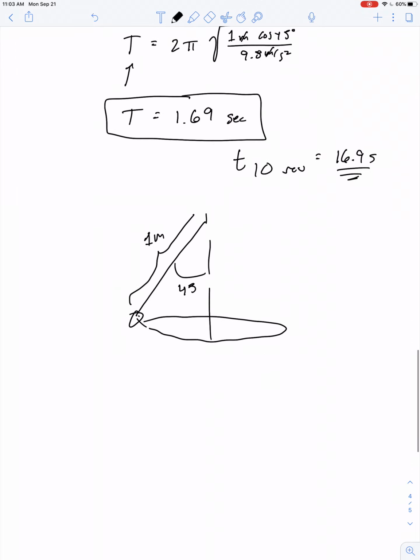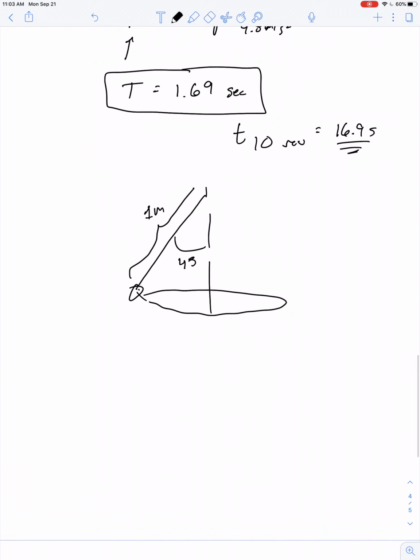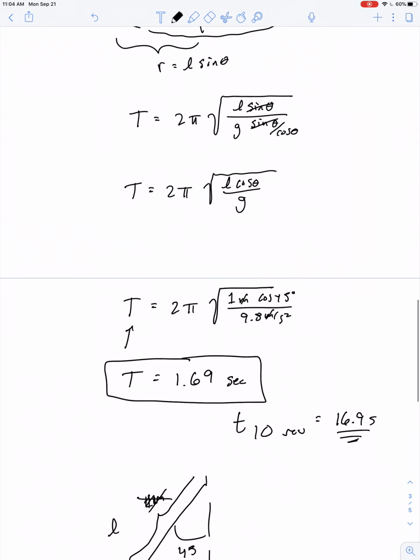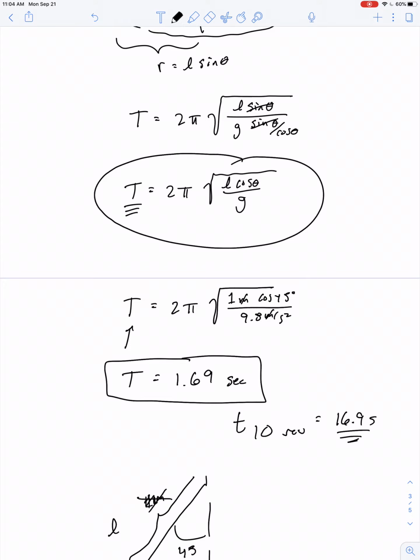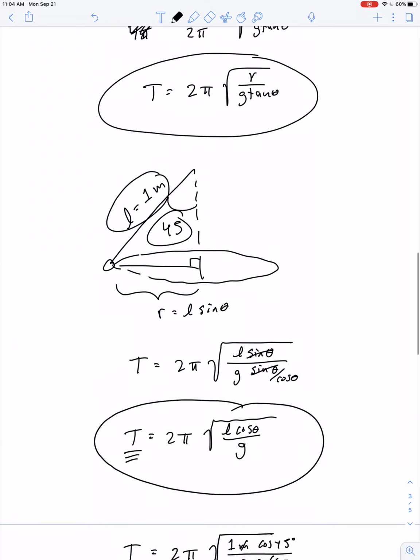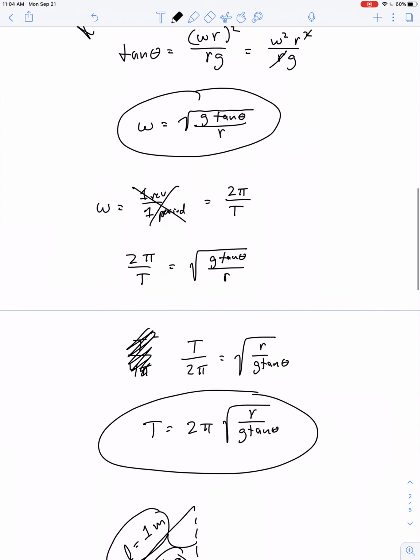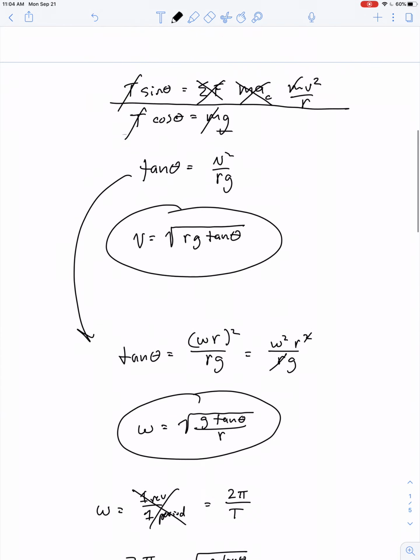Or conversely, if you choose to make the length of the string greater than 1 meter, so that the radius on the ground is 1 meter, whatever the case is, you can use this formula and plug in the given values to make a prediction of the amount of time and then spin it and see if it actually works out. So there you have it. Yet one more example of applying Newton's laws to uniform circular motion.